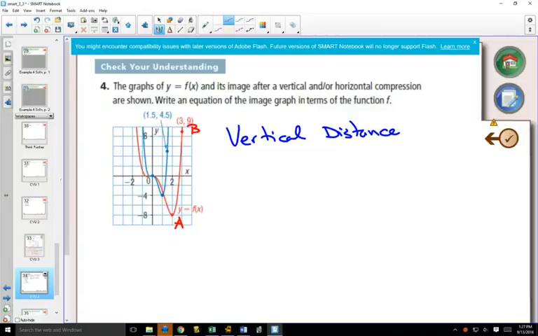and this point up here B. And then on our blue graph, where does point A go? It goes right here, so I'm going to call that A prime. And where does point B go? It goes there to B prime.